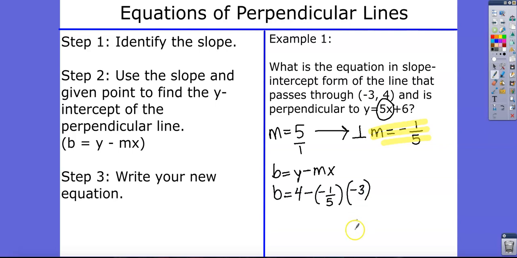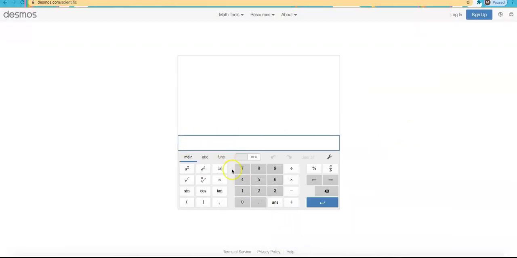So there's this really cool calculator called Desmos Online Calculator. And the link is provided to you on our Schoology website, so you can open that up and type this exactly the way you see it. So I'm going to go to that calculator now, and I'm going to type it here.